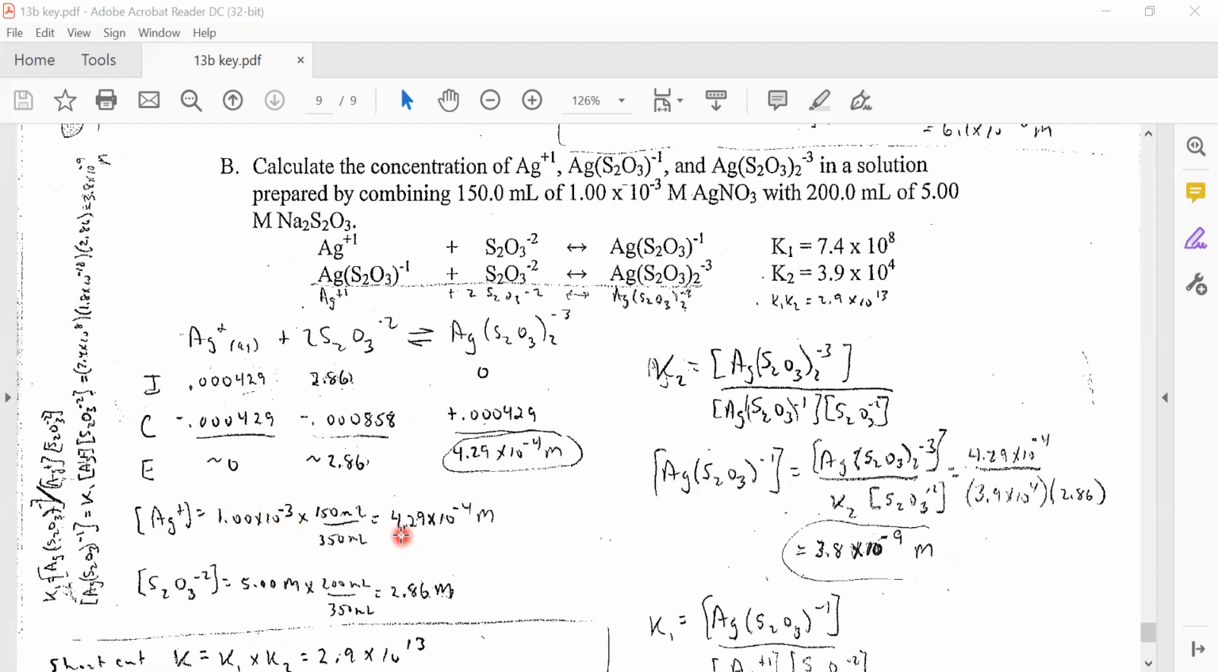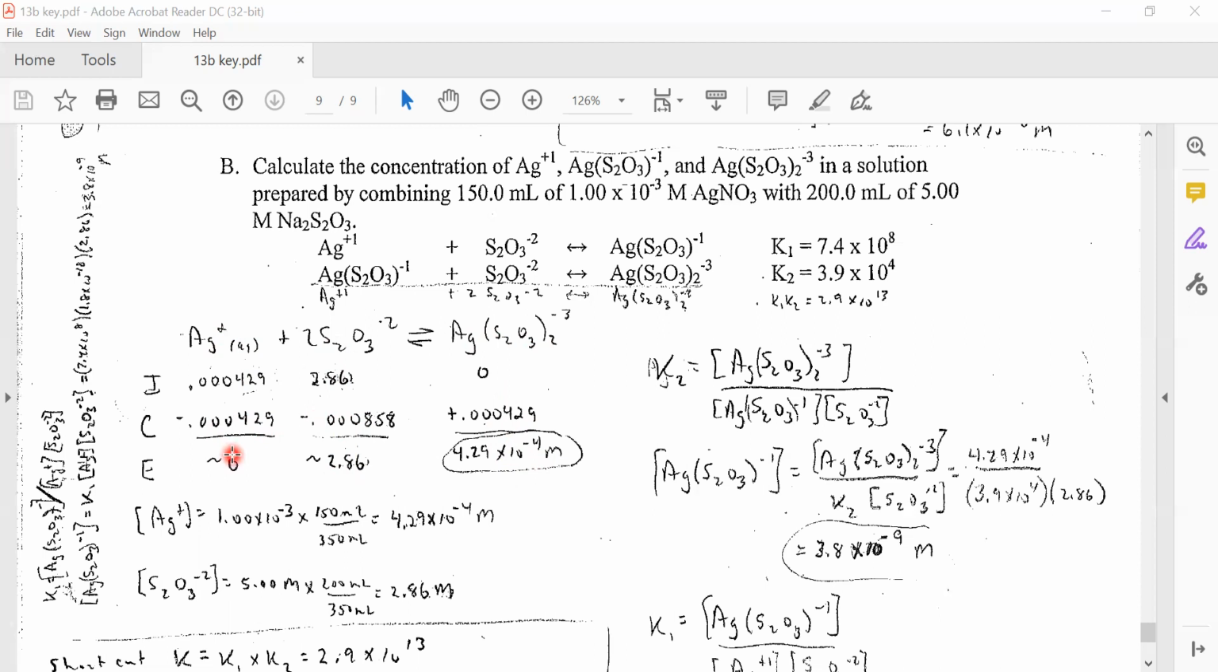It gives me some not so even numbers of 4.29 times 10 to the negative fourth, which goes for my Ag plus concentration. And then for my S2O3, which is going to be a lot higher because I flooded it out with that, I get the 5 molar times the 200 over 350, it looks like 2.86. So virtually, because this is such an excess, almost all of this will react. So we assume if this all reacts, it's going to be a 2-to-1 ratio. So I have to double it here, and then I subtract, it still becomes 2.86. Okay, notice what I get here. I get 0.000429. That is my concentration of Ag(S2O3)2 minus 3.